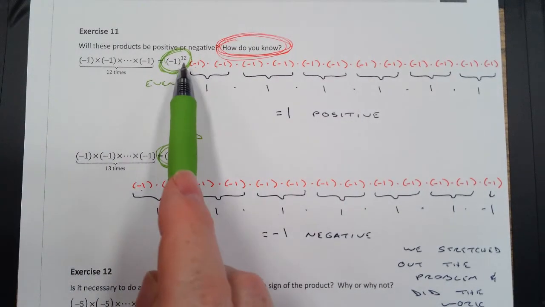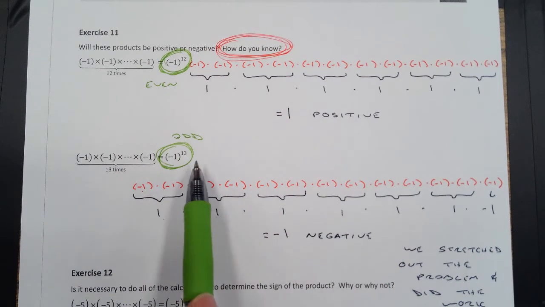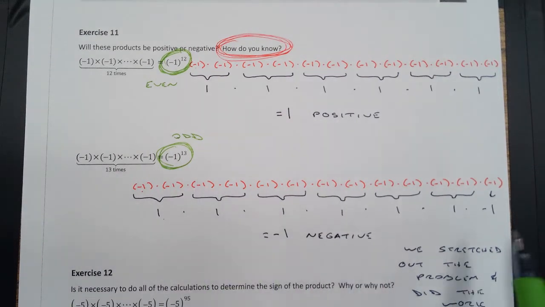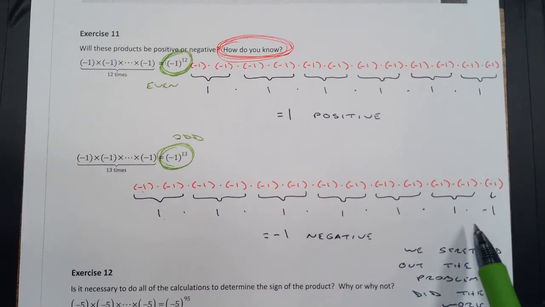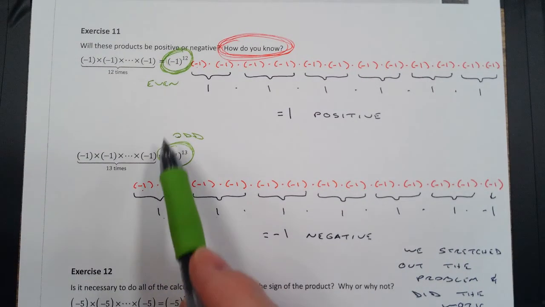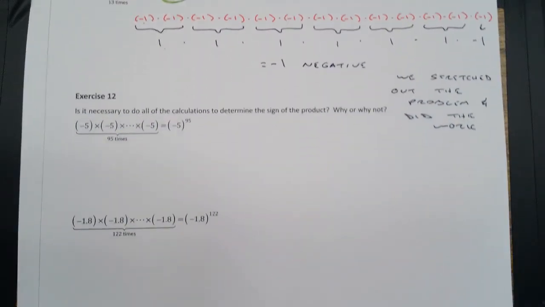If the exponent is even, the answer will be positive. If the exponent is odd, it will be negative because somebody is left out. This works, this is true, when there is a negative base. So let's look at exercise 12 together.